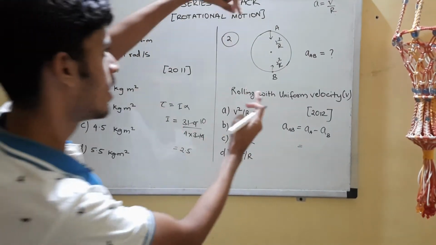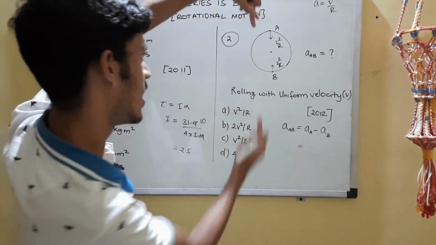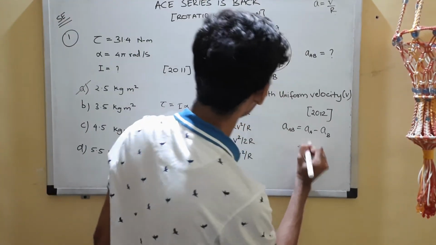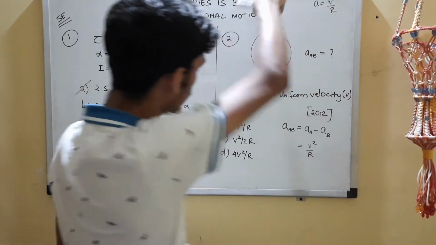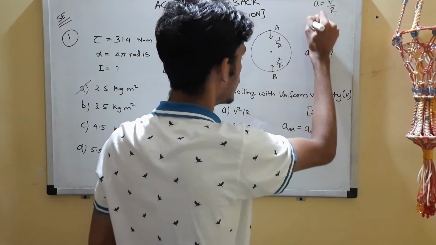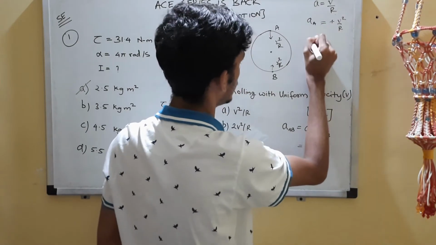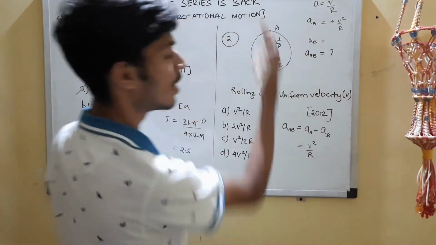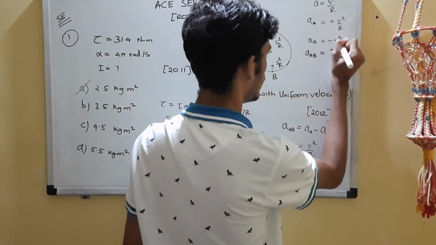Okay, so if you see, both are v square by r but in opposite direction, right? Towards the center. So you can take the downward direction as positive, so you can write v square by r. So this will be acceleration of A is v square by r, right? It's plus v square by r, and acceleration of B is in the upward direction, opposite to the downward direction. So that should have a negative sign, v square by r.